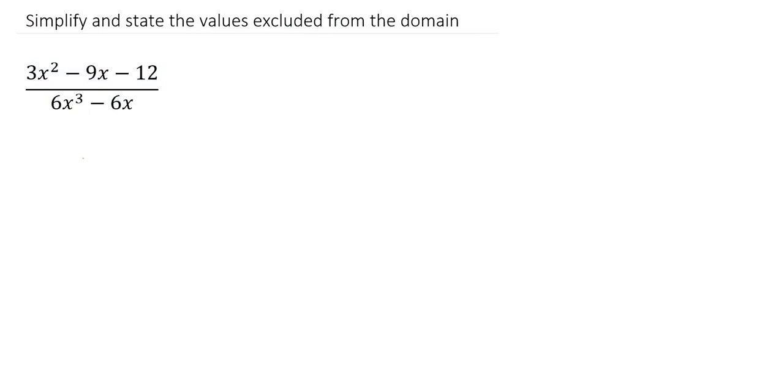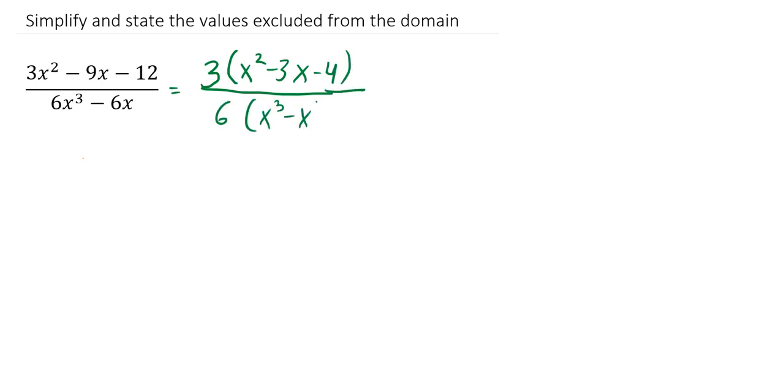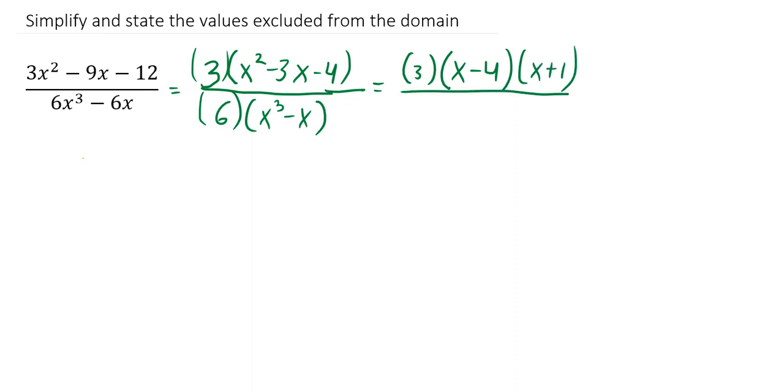Let's try another. Here, I factor it. I have a GCF on top and bottom. So I could take a 3 out on top, and that leaves behind x squared minus 3x minus 4. I could take a 6 out on bottom. And then I can factor those even more. I have 3 times x minus 4, x plus 1, over 6 times x squared minus 1.